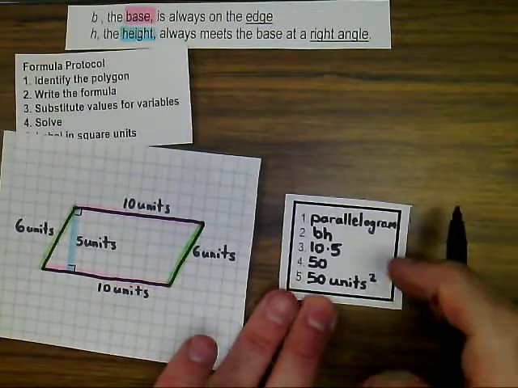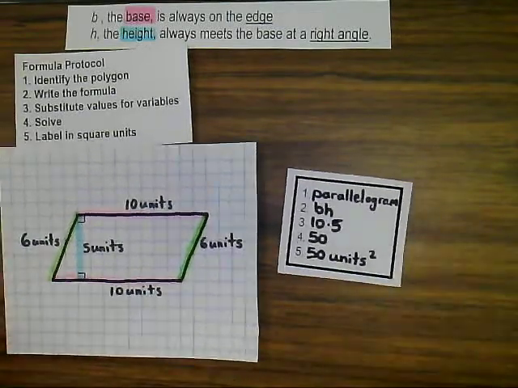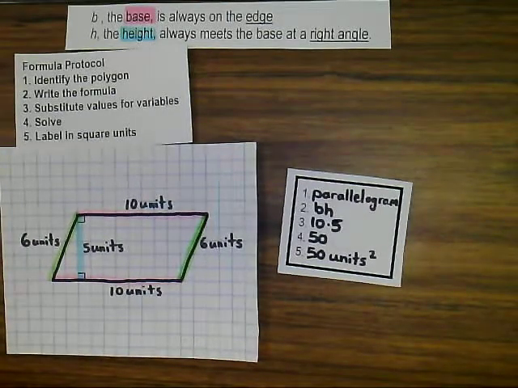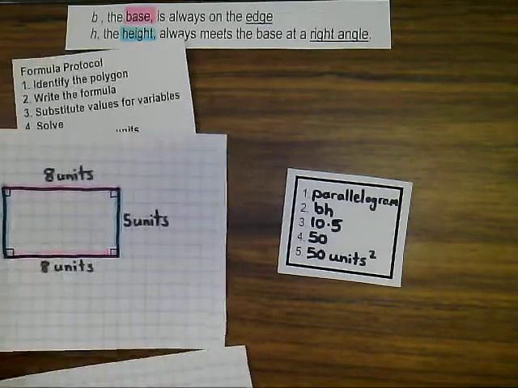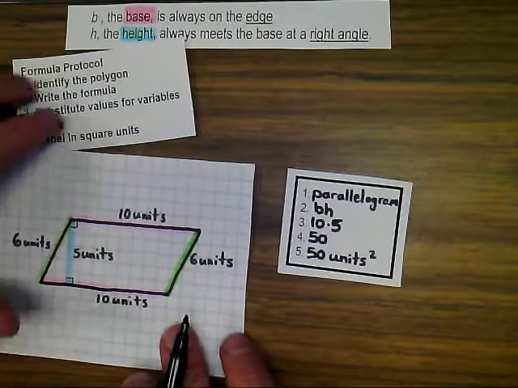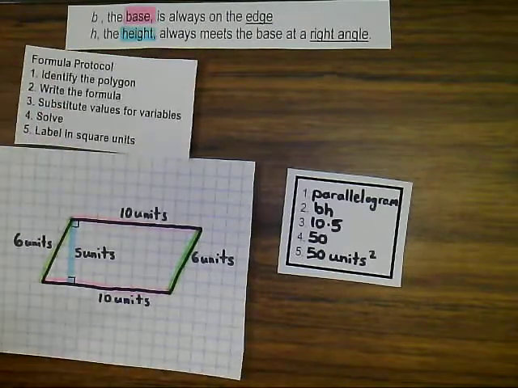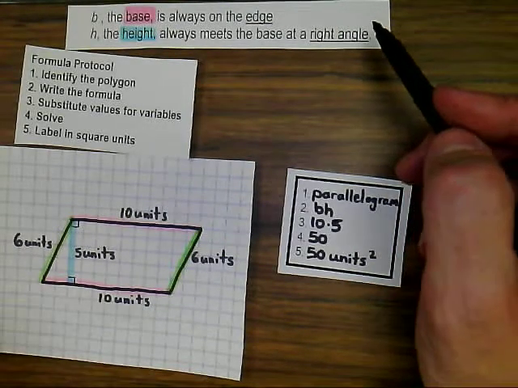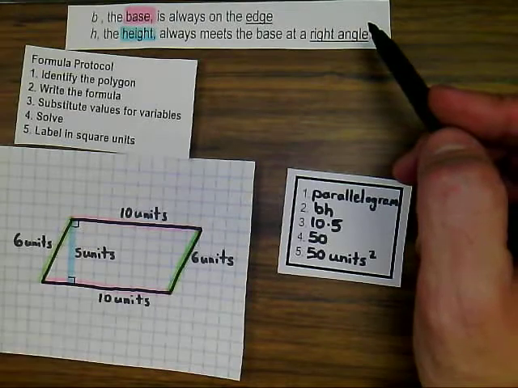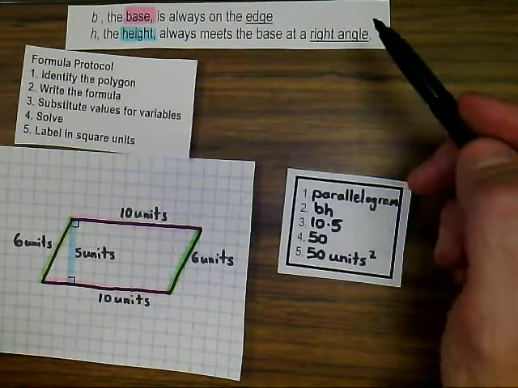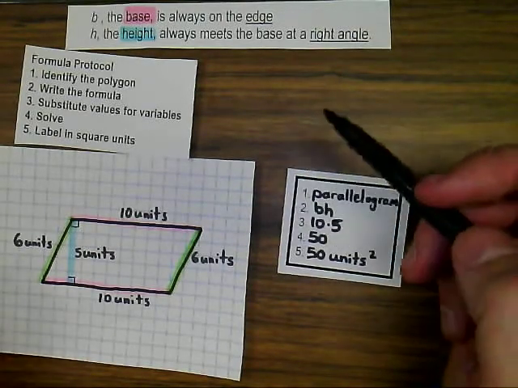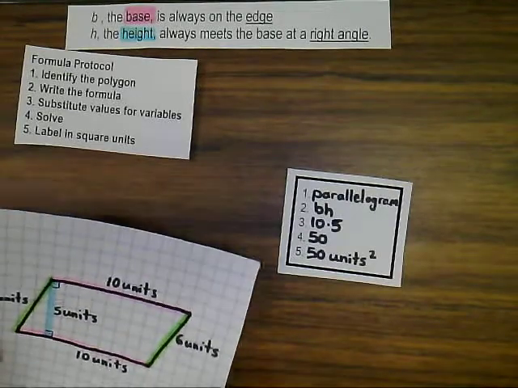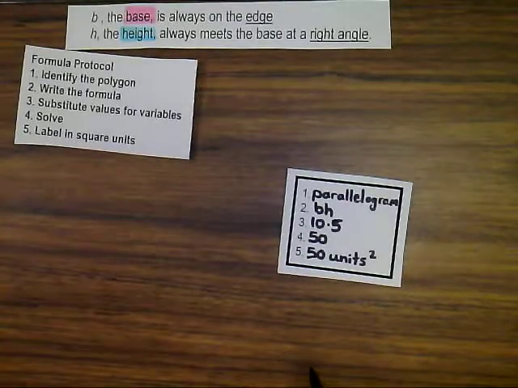Many people wonder, does it really matter which one is the base and which one is the height if you're simply multiplying them? No, if you go back to your rectangle, it really doesn't matter. However, in some of our formulas, the base and the height aren't just multiplied. So it's important for us to understand which is the base and which is the height by following these rules. The base is always on the edge, and the height always meets the base at a right angle. It's true of parallelograms, it's true of rectangles, and it's true of all figures that we use formulas for.